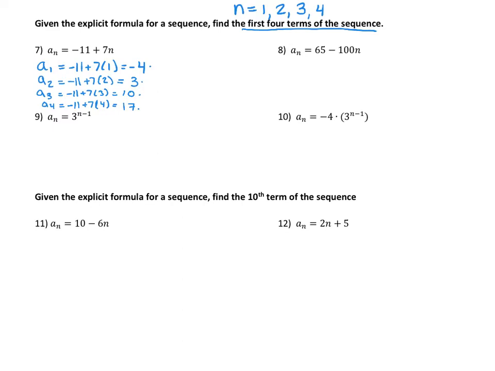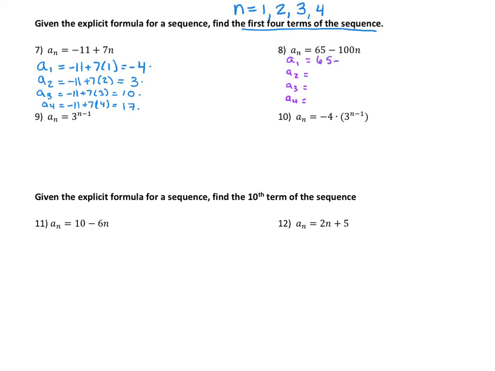So if you had trouble with this section, go ahead and pause the video now and see if you can do 8, 9, and 10 on your own, and then play the video to check it. If you've already done it, then continue watching the video. So we're going to do the same thing for all of these. I'm going to find A1, A2, A3, and A4 by substituting 1, 2, 3, and 4 in for n. So this one's really similar to number 7.